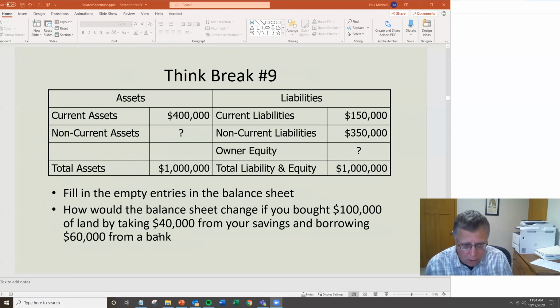And if you want, you can pause and work through these examples. You have 2 points to do. First off is just fill in the empty entries on the balance sheet. It has to balance, so you've got 2 question marks there. Fill those in. The second part would then be, how would this change if you bought $100,000 of land by taking $40,000 from your savings and borrowing $60,000 from a bank? How would that change these numbers on this balance sheet? So take a pause to answer both those questions, and I'll go through the answers.